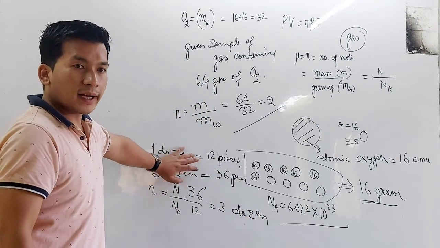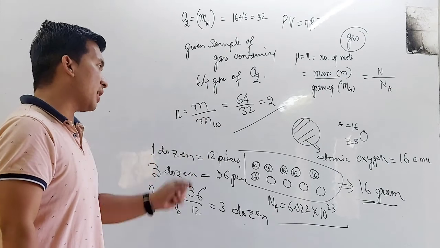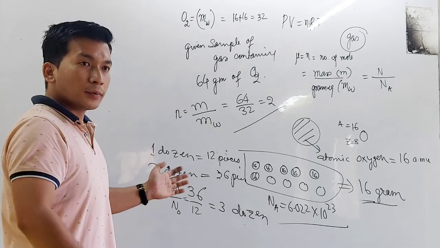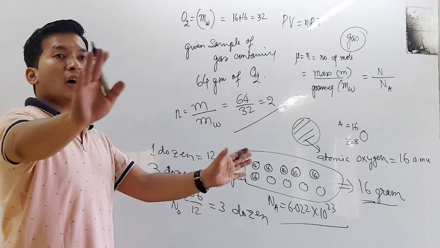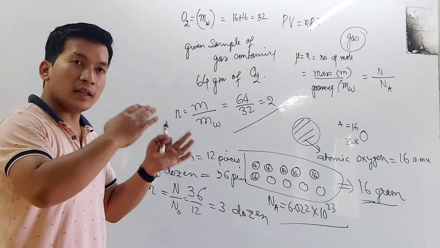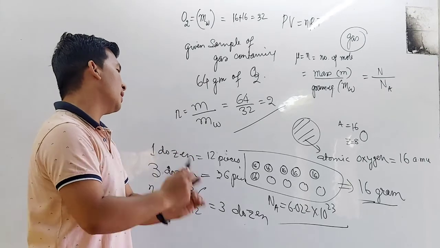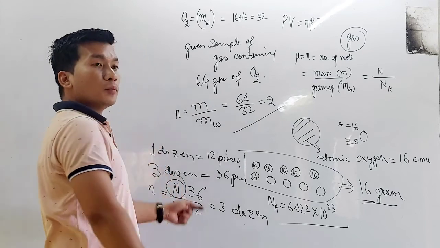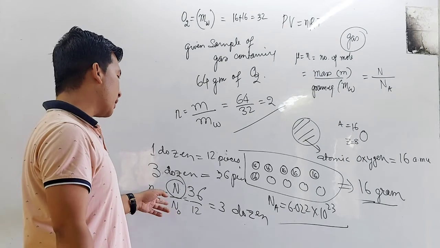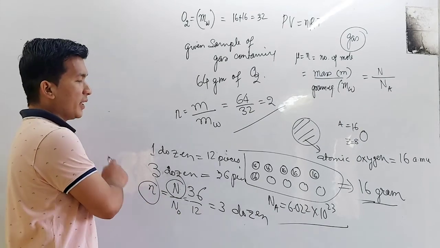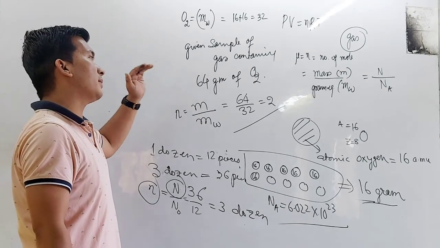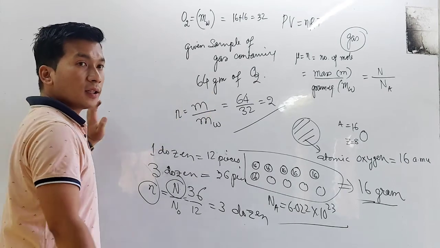As we go, the number of moles can be calculated either from your mass or from your number. We have 24 students over here. Then how many dozens will there be? There will be 2 dozens. So in terms of number, it is the total number of molecules divided by Avogadro number, and you will get the number of moles. Otherwise, from mass, it is the total mass of the given sample divided by molecular weight.